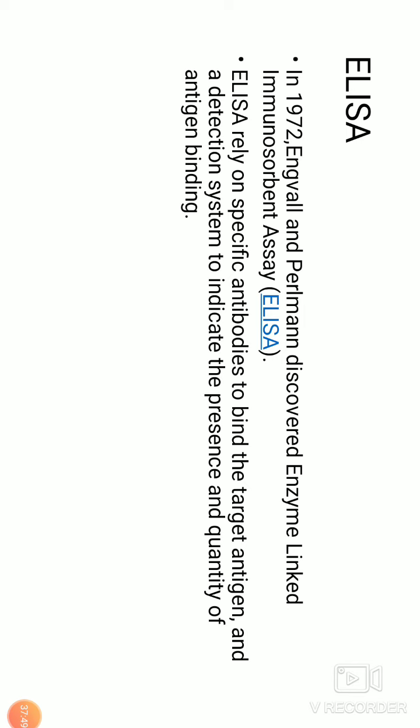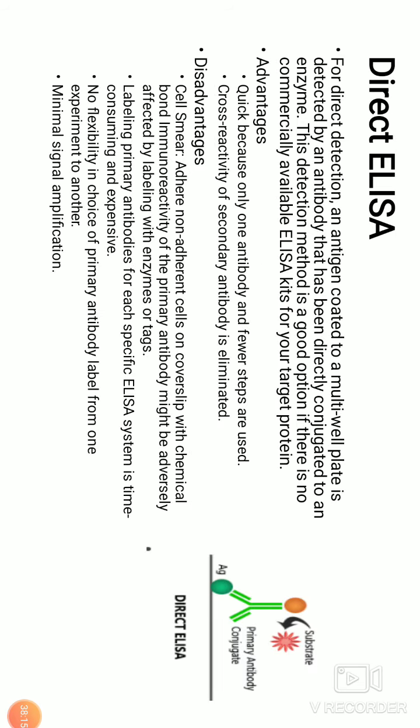Engvall and Perlmann came out with a technique called enzyme-linked immunosorbent assay, which is used more extensively than RIA. ELISA relies on a specific antibody to bind the target antigen and a detection system to indicate the presence and quantity of antigen binding. So based on the type of antigen-antibody reaction, you have different types of ELISA techniques in place. We'll briefly see what the different types are, and then a little about the advantages and disadvantages.